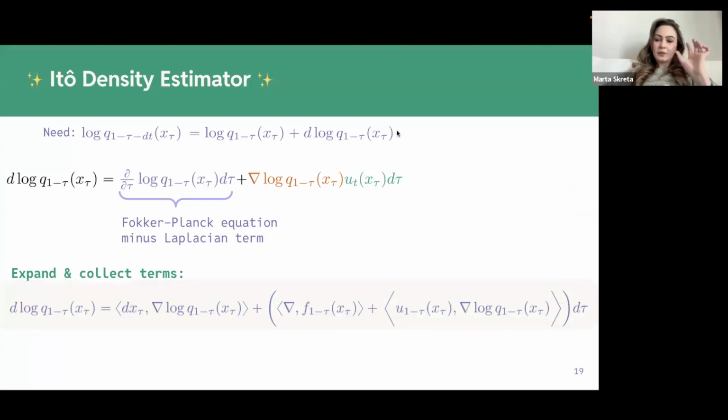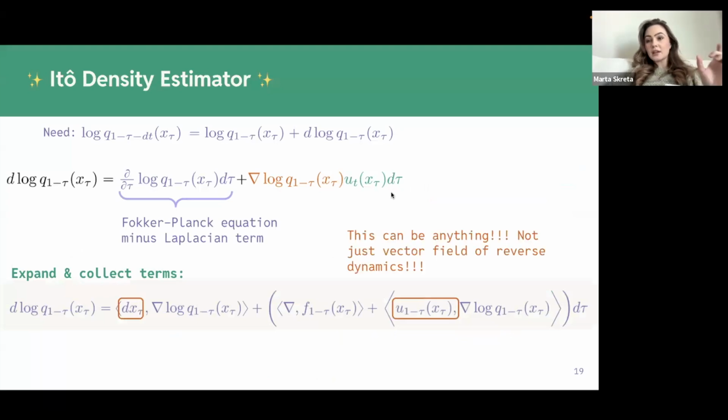And without going into what every term is, what I want to show is that we don't need to compute the divergence at any point, and also that we can use this for any vector field. So we can estimate the density for any vector field that we have. This is where the magic comes in of how we are able to compute the density of our samples on the fly.